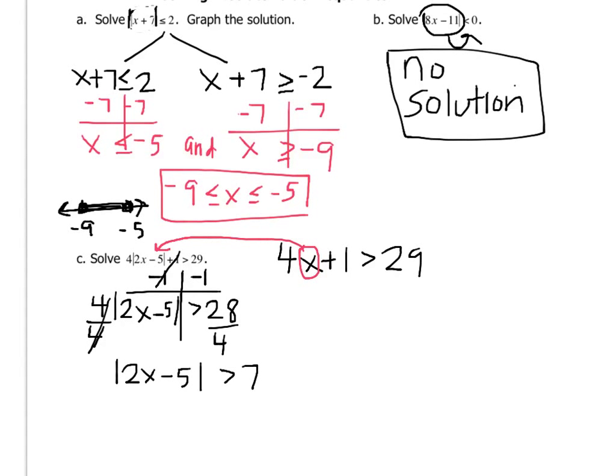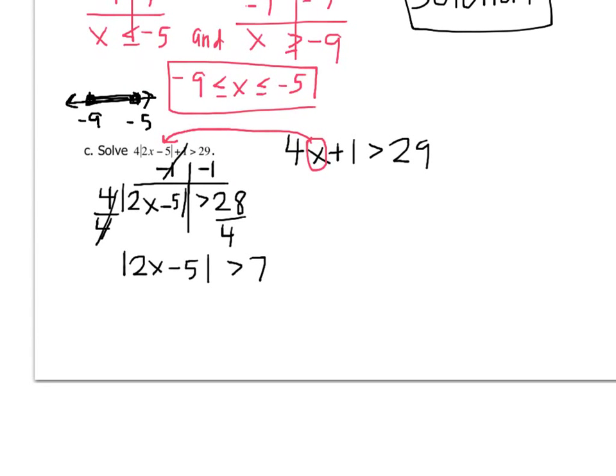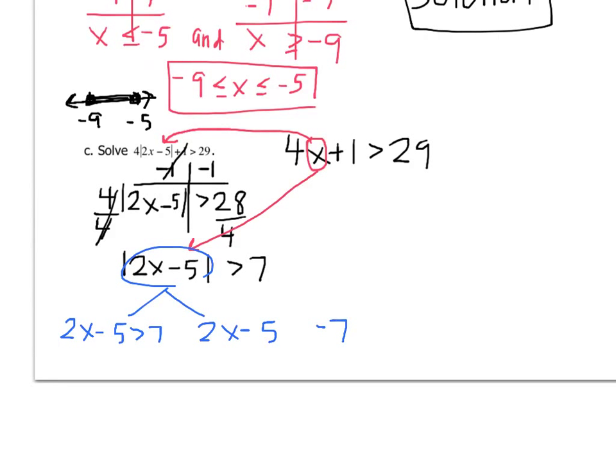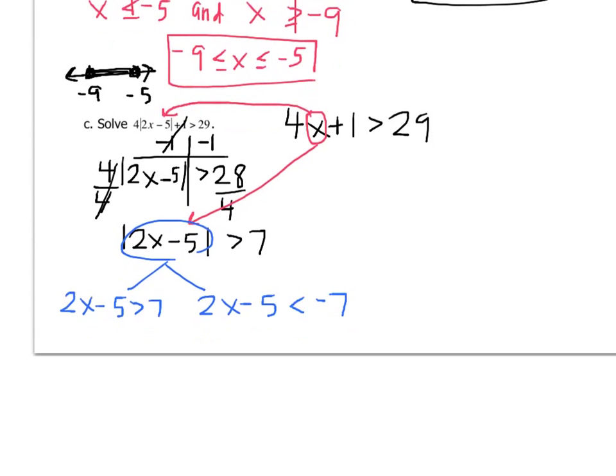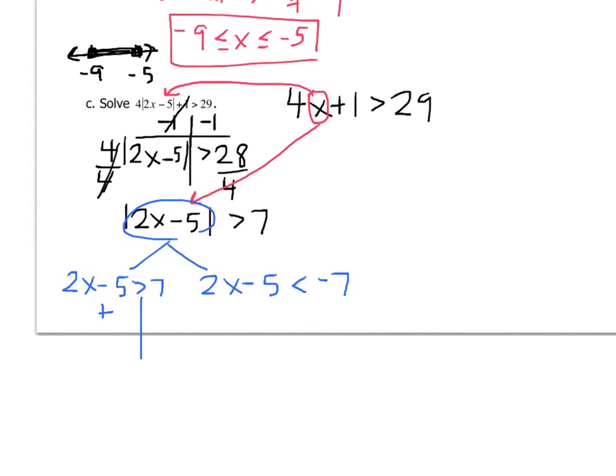All right, there we go. Now that the absolute value is totally by itself, like the x was, now I can split it up and solve. When I split it, on the second time, not only does the 7 turn to a negative, because it could be negative 7. I don't know what this value is. It could be 7 or negative 7. But the symbol also has to change direction. So add 5 and divide by 2.